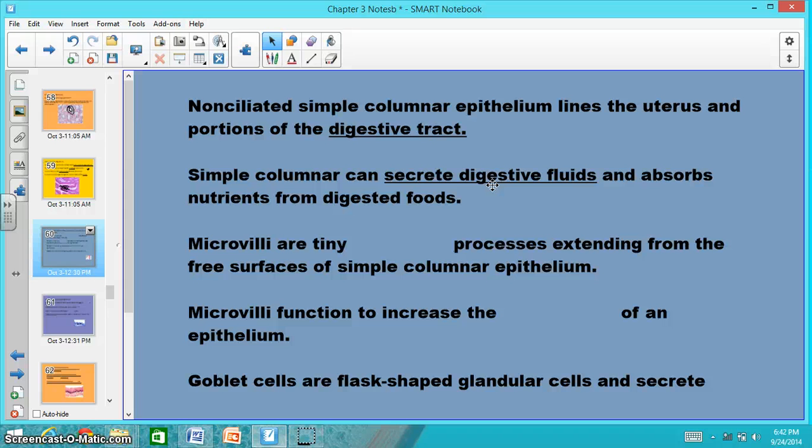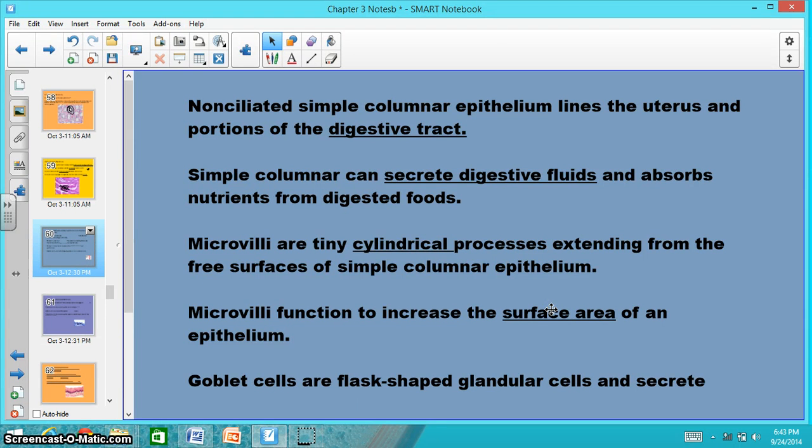In the cells that are found in the digestive tract, you have these little microvilli, and they're kind of similar to the cilia, except that they're thicker. They're actually not little hair-like processes. Instead, they're just extensions of the cytoplasm inside of the cells, and they help to increase the surface area of the free surface so that more of your nutrients can be absorbed.